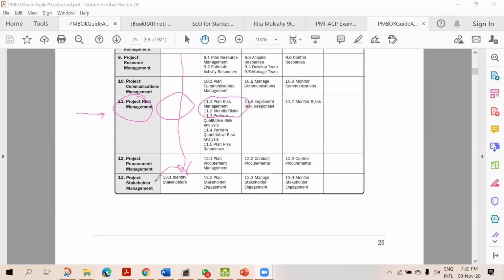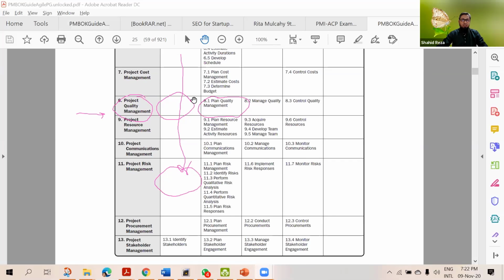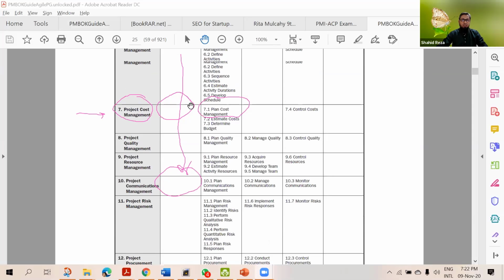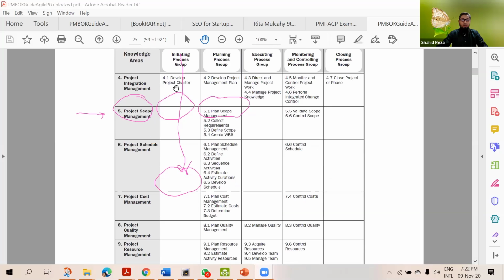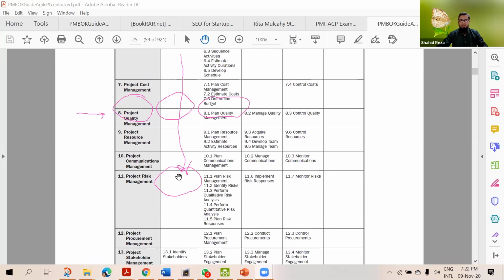So today, after completing the first two processes of integration management, one is develop project charter, another one is develop project management plan, then I will come here, because at the initiation stage we have two processes: project charter, and second one is identify stakeholders.